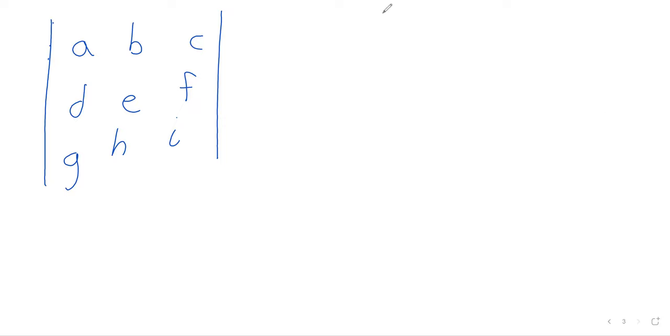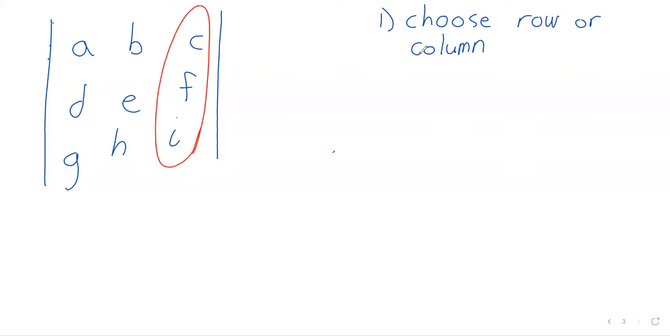So, to start with, we need to choose a row or a column. Sometimes there are rows and columns that are better to choose than others, but for now, we're going to just do this at random. Let's select the third column.